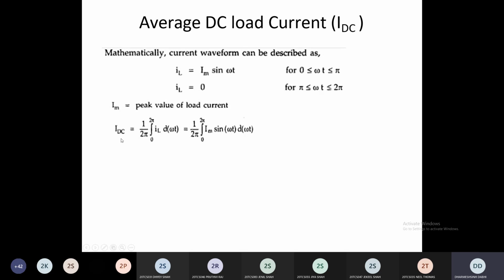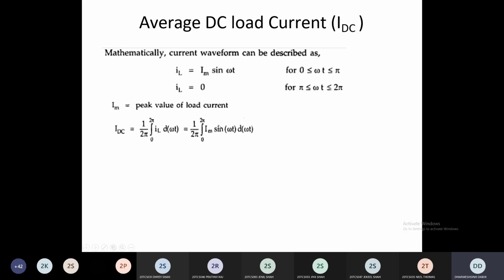So give me the answer of IDC. See here, you take integration only 0 to pi, okay? Here it shows 0 to 2 pi, but no, it is Im by pi. It is Im by pi.